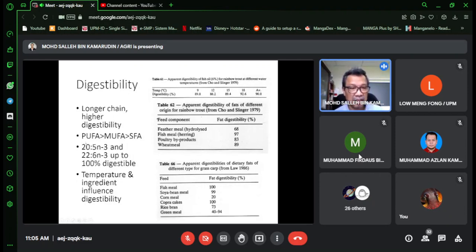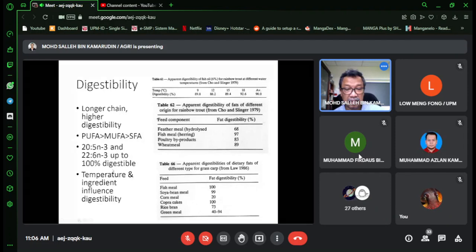If you look at it, polyunsaturated are much more digestible than monounsaturated, and then later the saturated fatty acid, which is not as much. So for lard or beef tallow, the digestibility is not as good if you compare with fish oil or other vegetable oil. And for the omega-3 that is abundant, DHA and EPA, the digestibility is 100% in fish.